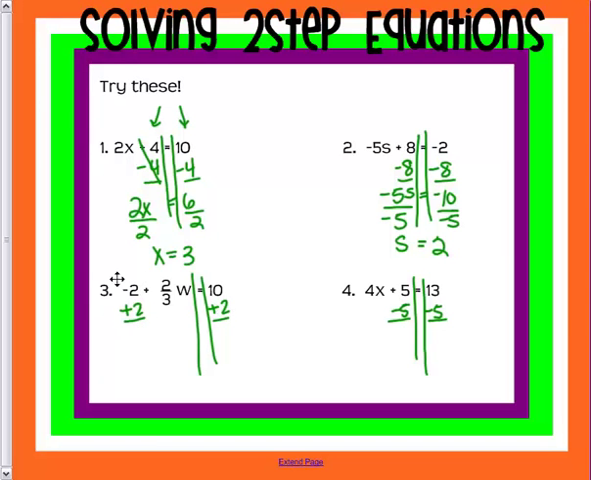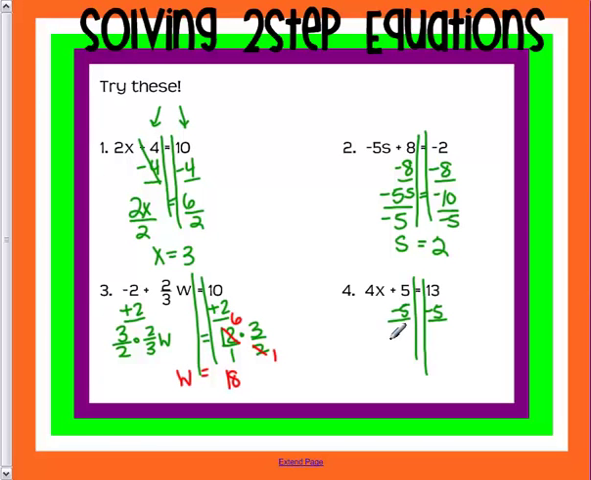Over here, this is a negative 2, so I have to add 2 to this side, so I'm left with 2/3 w equaling 12 on this side. Then I'm going to multiply by the reciprocal, which would be 3/2, and I'm going to simplify within the problem. 12 divided by 2 is 6, 2 divided by 2 is 1, and 6 times 3 gives us 18, and so our w equals 18.